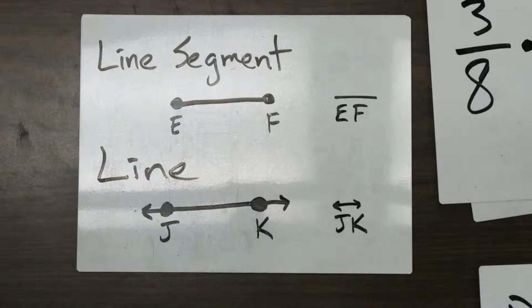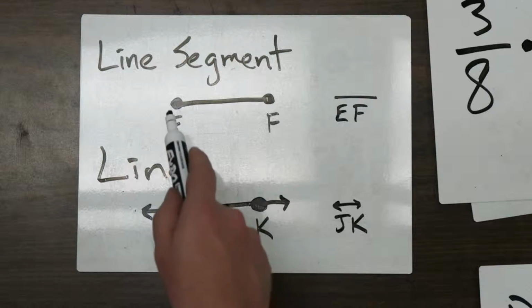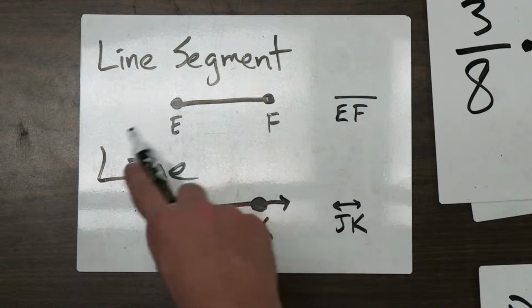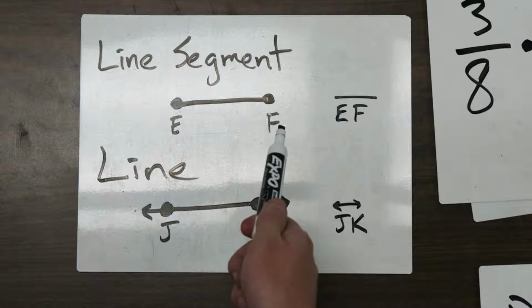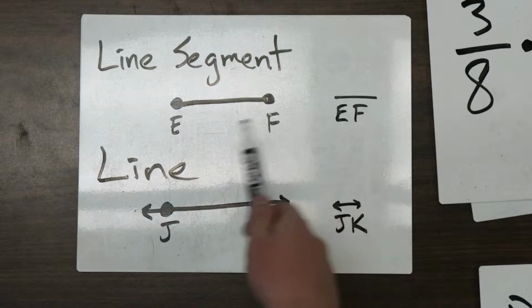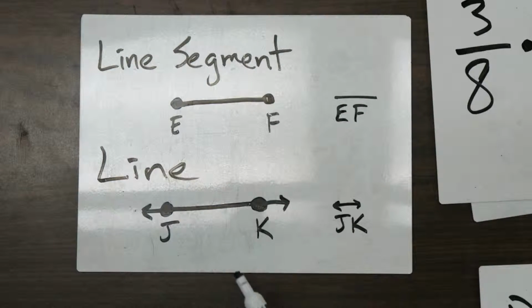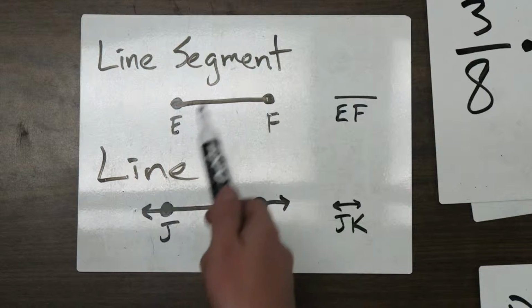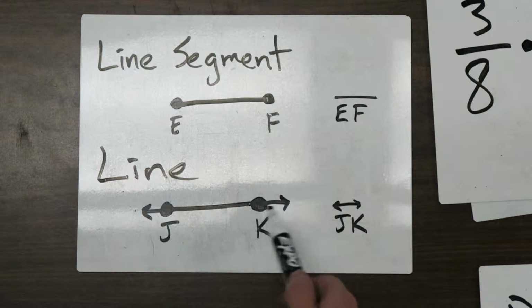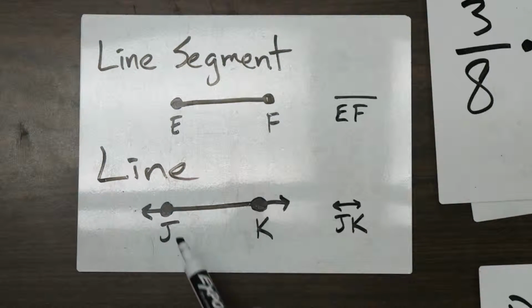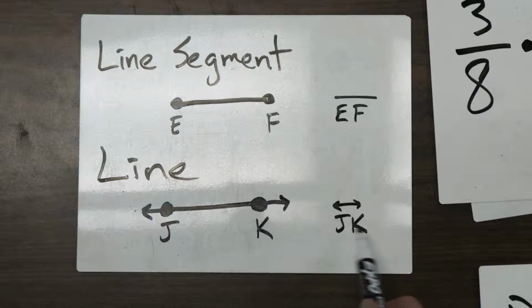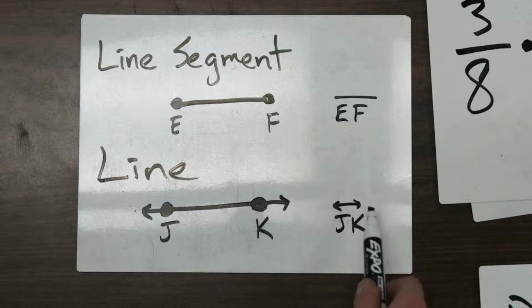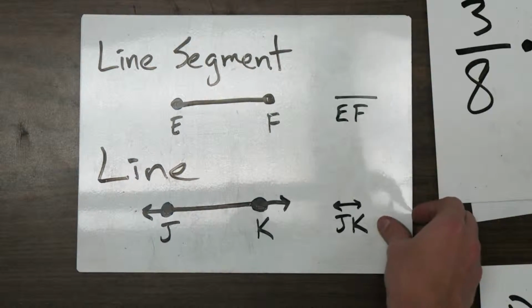Now I want to review real quick line segments and lines. A line segment, remember, has a starting and a stopping point. It doesn't go on forever. The way we label it is based on the points that were given. We write the 2 points and then draw a line over them. For a line, it's very similar, except that on both ends the line goes on forever. Again, we write both of the points that were given, write a line over them, but we include the arrows.